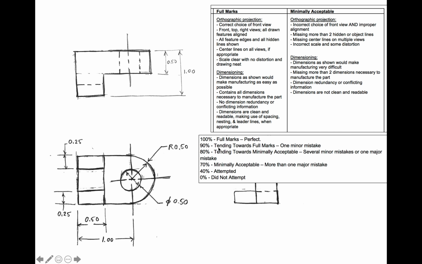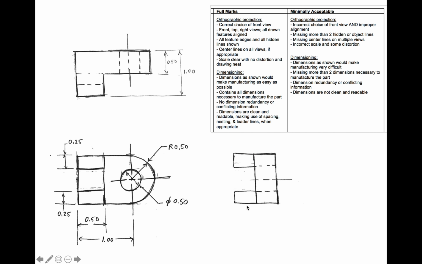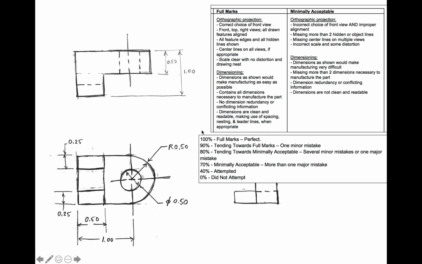100% is full marks, perfect. 90% is tending towards full marks, one minor mistake. Okay, so I would probably have something maybe a little bit above a 90 on mine for this error. I've actually got two errors here on this version of my drawing. I've got missing, this line should be out a little bit. Okay, so there should be another line here for that feature that's only a ¼ inch in. That notch only goes, I'm sorry, a ¼ inch in. And then I need to describe that notch as well, right? So I need to describe that depth, so I missed that. So that probably puts me at around 0.9 points on this problem. Okay, tending towards minimally acceptable. Okay, so we've got two levels in between.